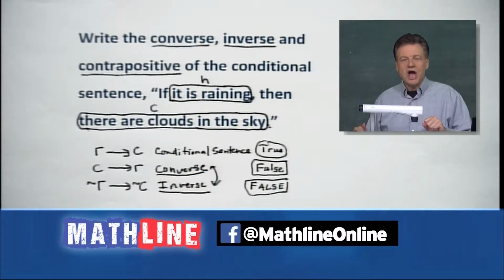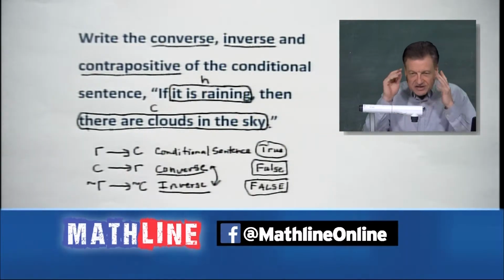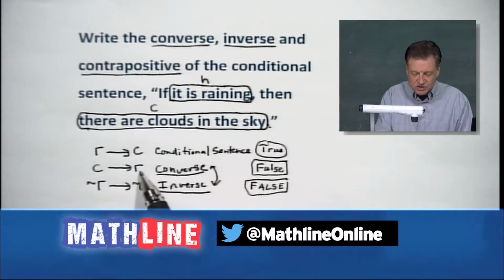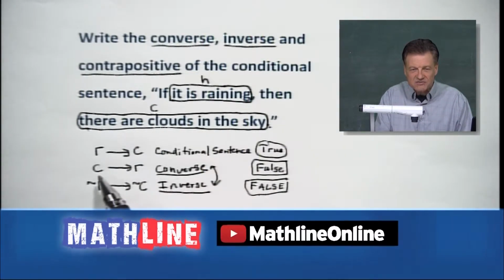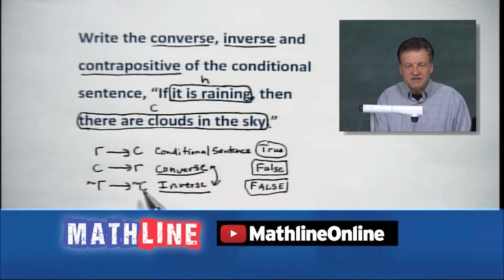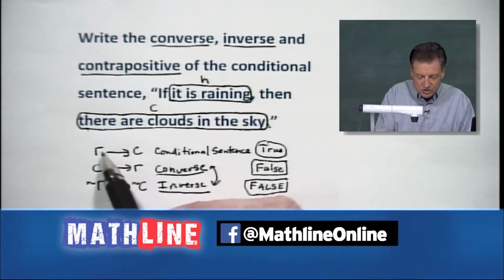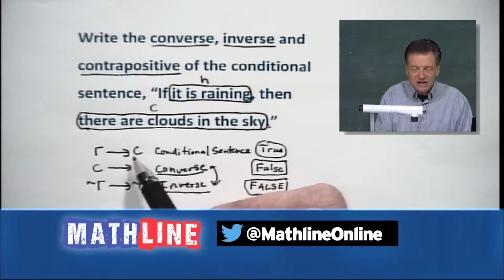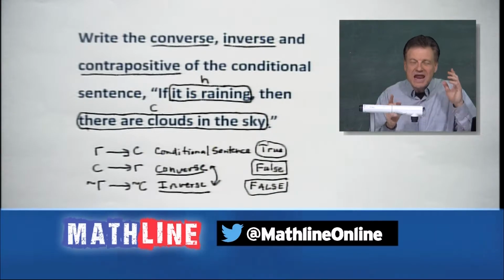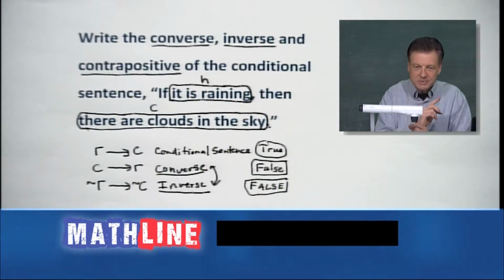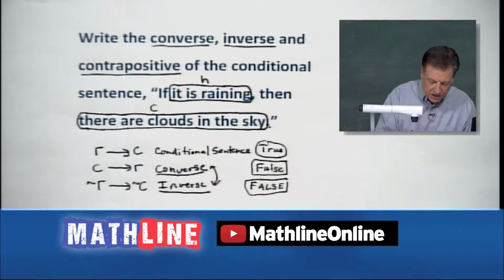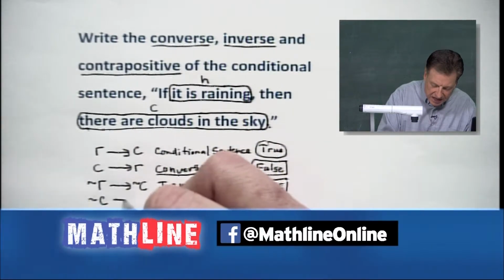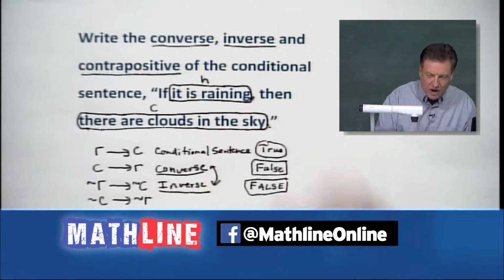Now, we got one more to go. Contrapositive here. And this is where we switch everything around again. You say, what do you mean? Well, we're going to make an inverse of the converse, or the converse of the inverse, however you want to look at it. So we started with R implying C, if raining then clouds. So what we're going to do, we're going to totally negate and switch the order. Whoa, that's a whole big thought, isn't it? So we're going to take not cloudy in the sky gives us no rain.